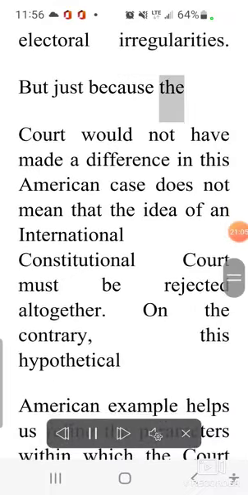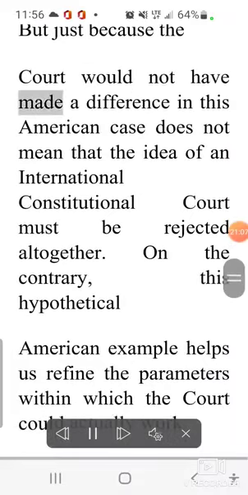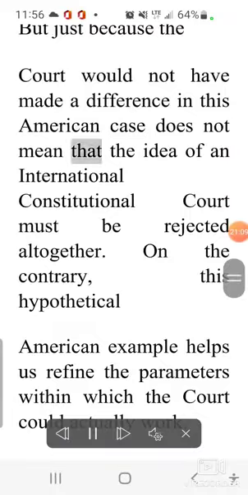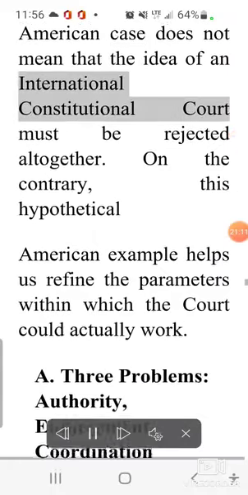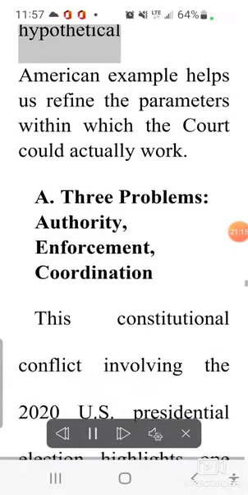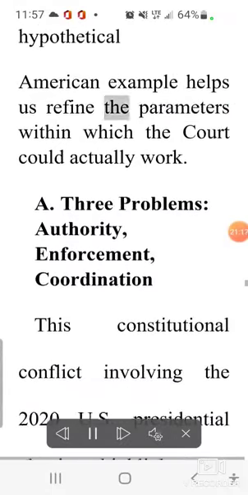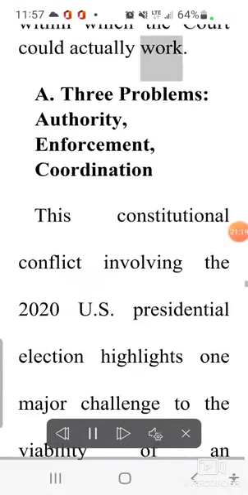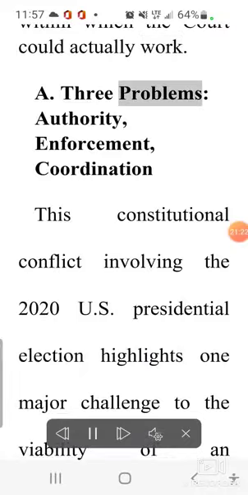But just because the court would not have made a difference in this American case does not mean that the idea of an international constitutional court must be rejected altogether. On the contrary, this hypothetical American example helps us refine the parameters within which the court could actually work. A. Three problems: authority, enforcement, coordination.